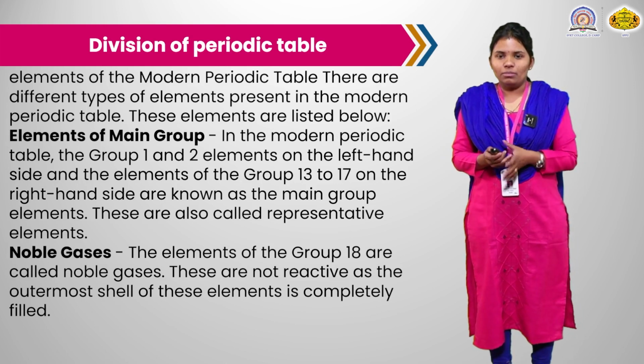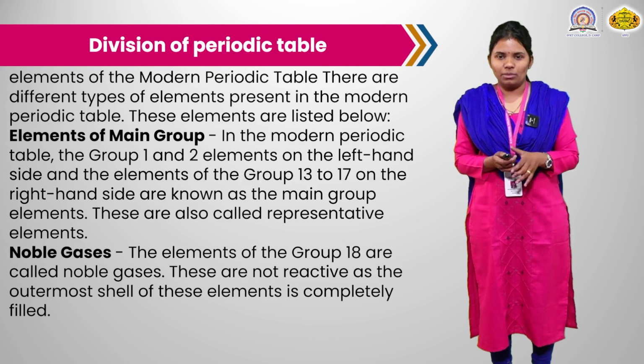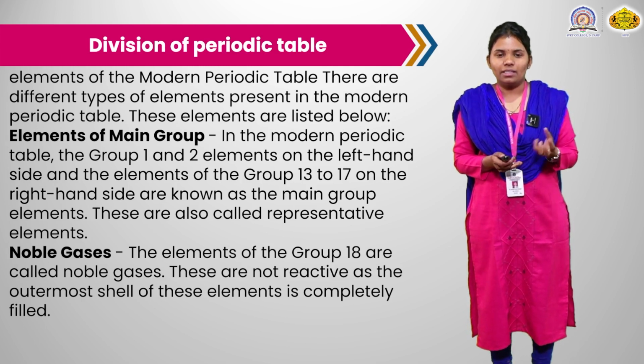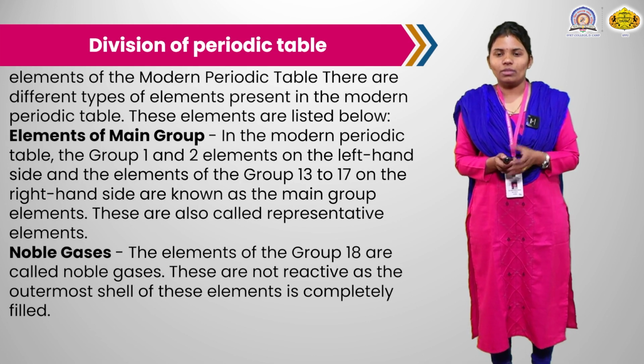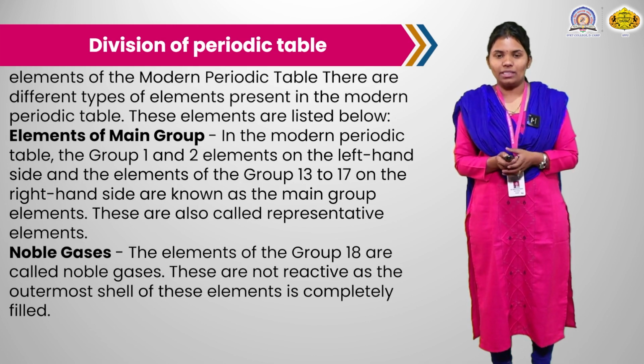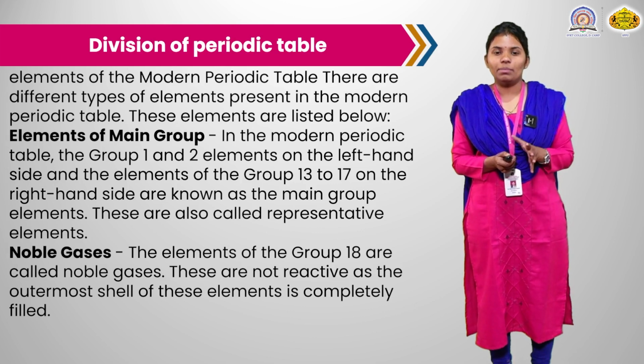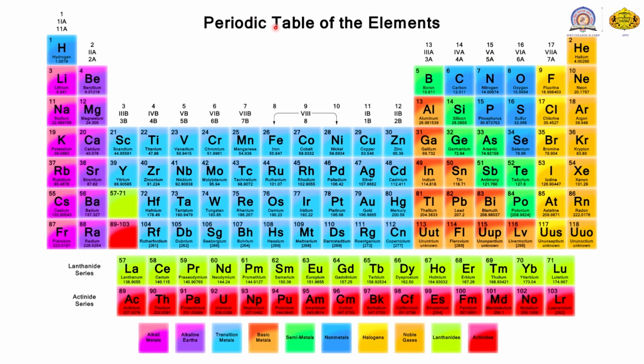So, in the elements of the modern periodic table, there are 4 different types of elements present. These are the elements of the main group. In the modern periodic table, group 1 and 2 elements on the left hand side and group 13 to 17 on the right hand side are known as main group elements. These are called representative elements. Group first and second, that is the alkali and alkaline earth metals, are representative elements. This is the hydrogen family and the beryllium family, indicated as group 1A and group 2A. These are also known as the representative elements.